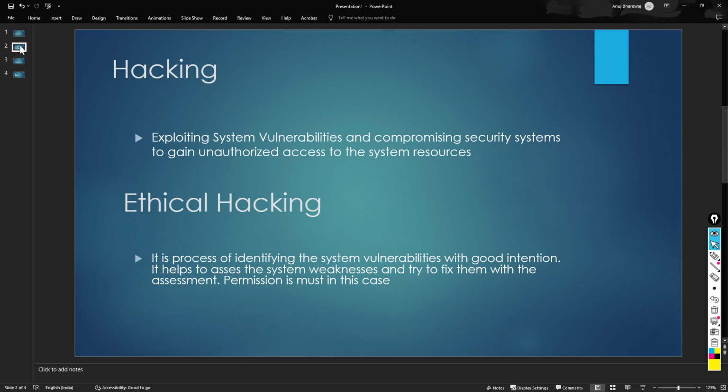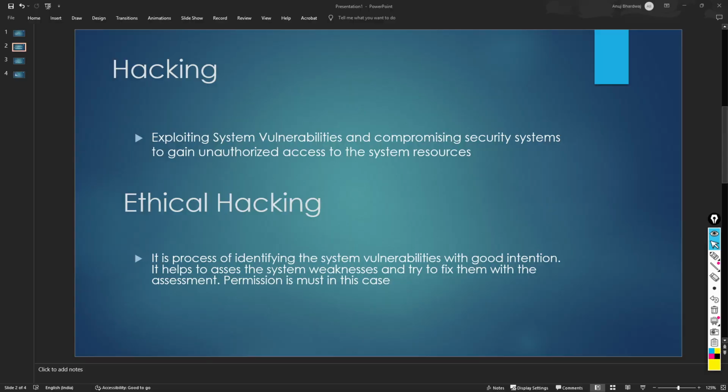Hacking is basically exploiting system vulnerabilities and compromising security systems to gain unauthorized access to system resources. If you're a complete beginner, it may be tough to understand terms like vulnerabilities. Don't worry, I'll cover these in detail in upcoming sessions, but at this stage, vulnerabilities are basically weaknesses in the system.